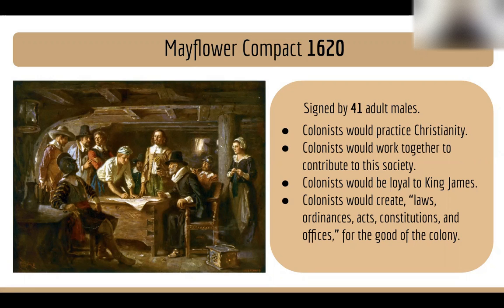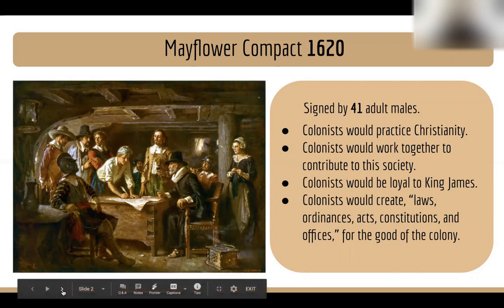And so a couple of the tenets of the document were, one, that the colonists would practice Christianity, that the colonists would work together to contribute to the society, and that the colonists would create, in quotes, laws, ordinances, acts, constitutions, and offices for the good of the colony. And so this is really the beginning of this trend that you see throughout history, which is that people are putting these ideas and principles down on paper, and they're letting those ideas and principles govern them, right? And so that starts it off for the United States.